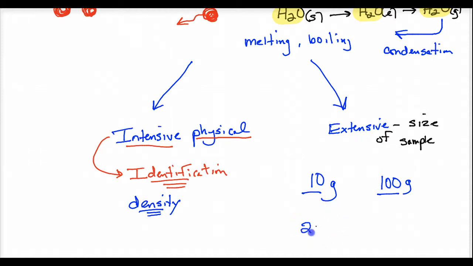What if I've got 20 milliliters of something? Can you identify something based on just the volume in this case? And the answer is no. So mass, how much of something you have, is extensive. Volume, that's how much space something takes up, is also based on the size of the sample. These are extensive. You cannot identify.